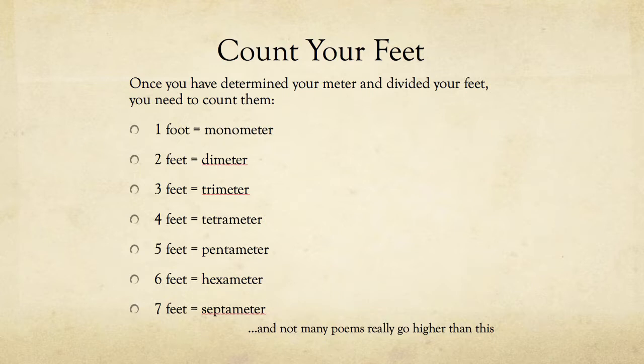As you can see here, I haven't gone beyond a 7-foot line, which is septameter, because you really wouldn't see, I can't think of any poems off the top of my head, even epic poems, that go beyond a 7-foot line. It would be octameter for 8, nonameter for 9, and decameter for 10, but you really don't see that in real life, so I haven't included it here.